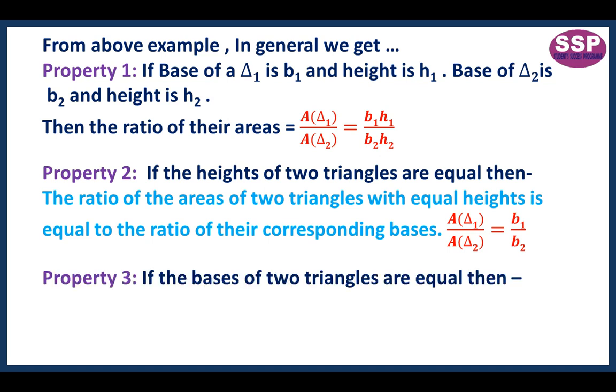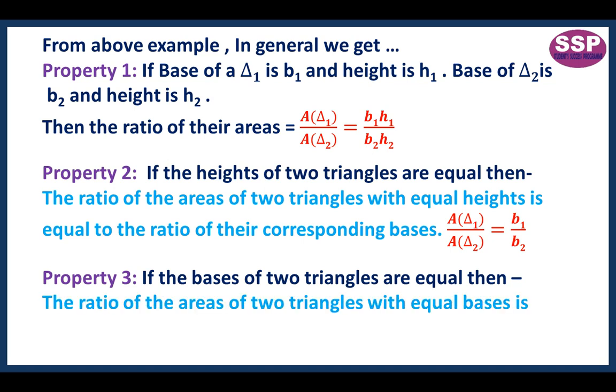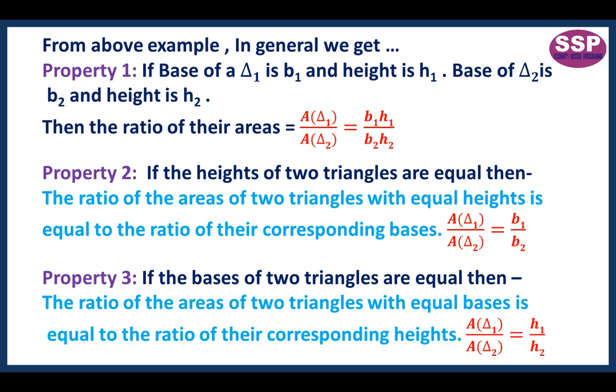And property number 3. If the bases of two triangles are equal, then the ratio of areas of two triangles with equal bases is equal to the ratio of their corresponding heights. That is, area of triangle 1 upon area of triangle 2 is equal to H1 upon H2. Now here there is an activity.